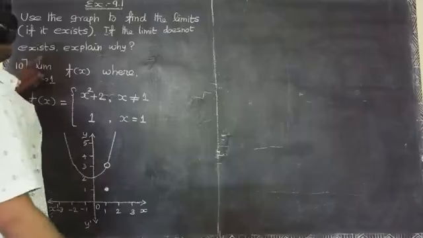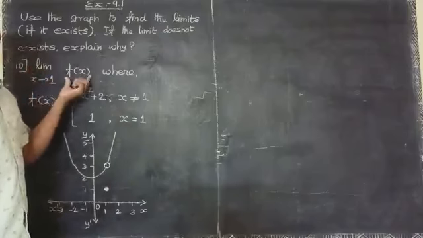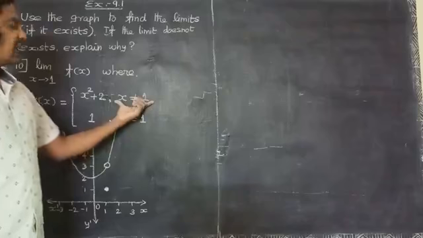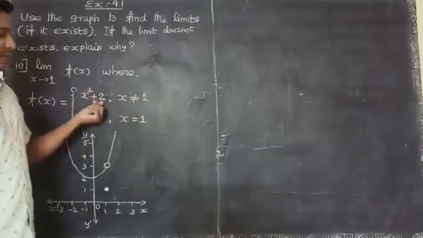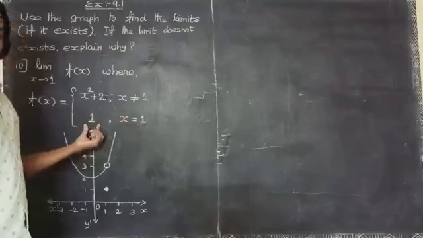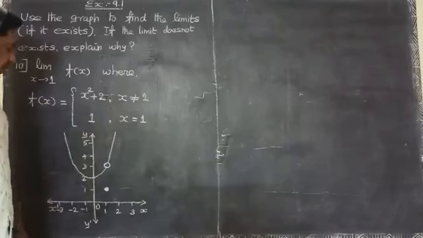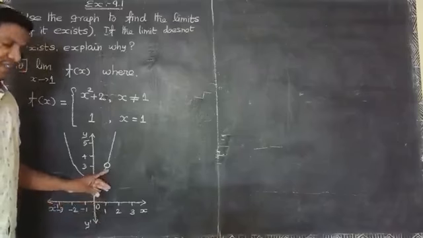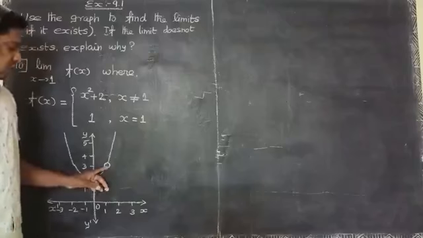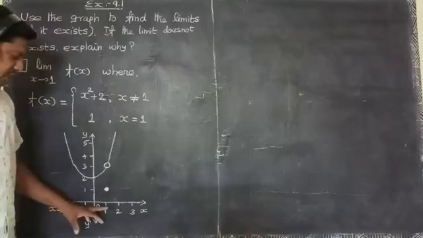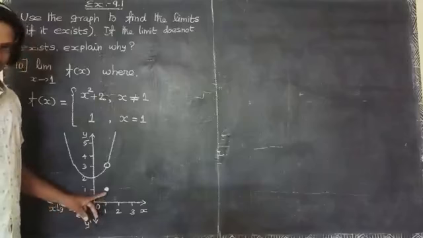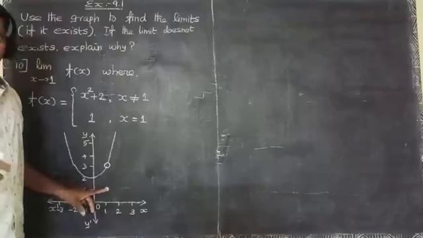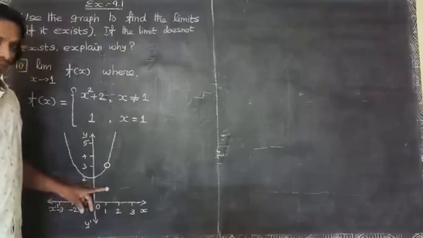Question number 10: limit x approaches 1 f of x, where f of x equals x square plus 2 for x not equal to 1. Suppose x equal to 1, we take the constant function 1. This is the given figure. As x approaches 1, the graph has one hollow circle. At the same time, x equal to 1 is the solid circle, that is, the value y is 1.